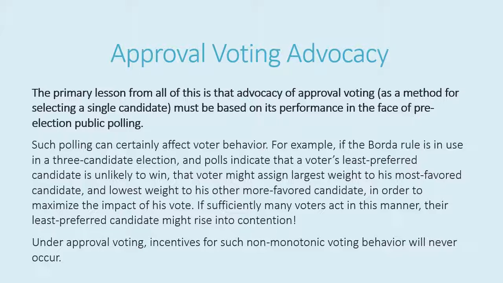For example, under approval voting, even in the face of polls, voters never have an incentive to assign voting weights to the candidates in an order different from their true preferences. Under plurality voting, or Borda's rule, a non-monotonic assignment of weights is at times a voter's best strategy.